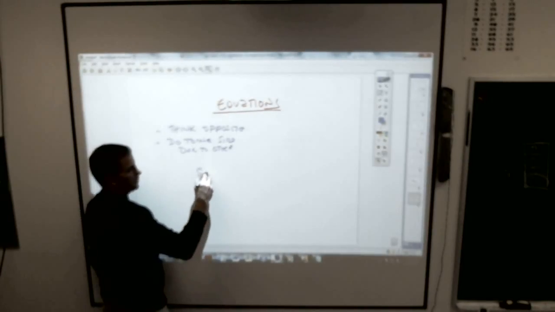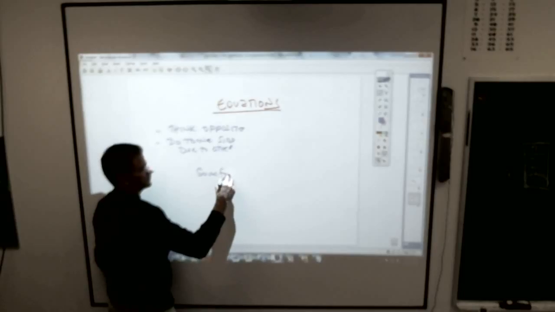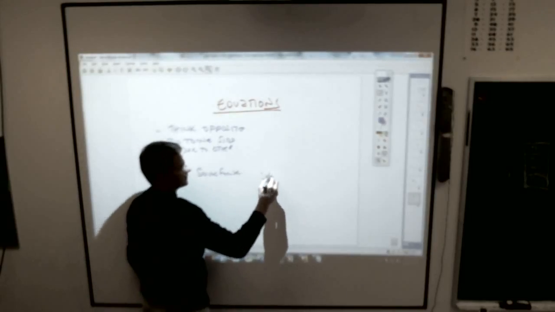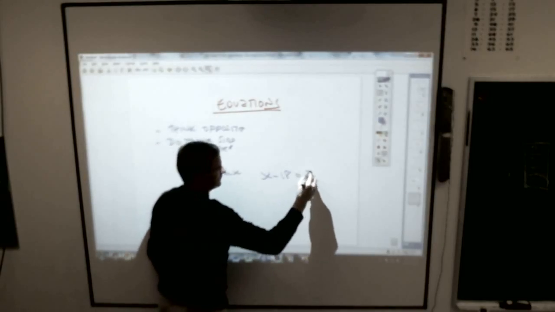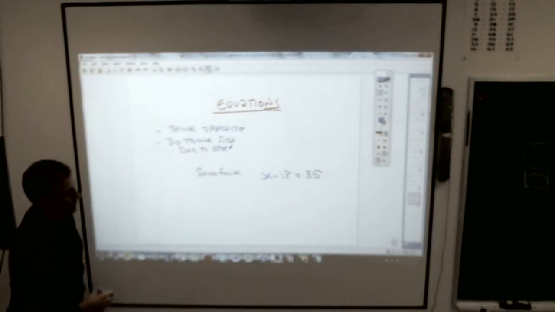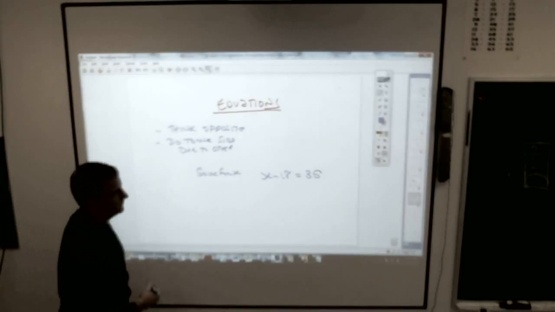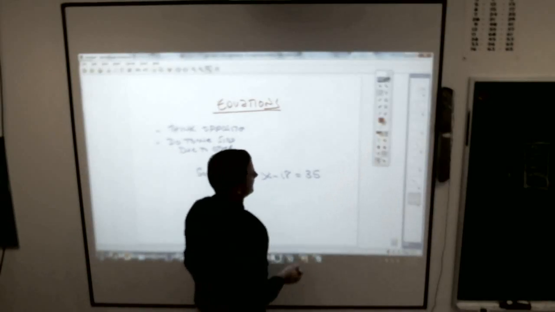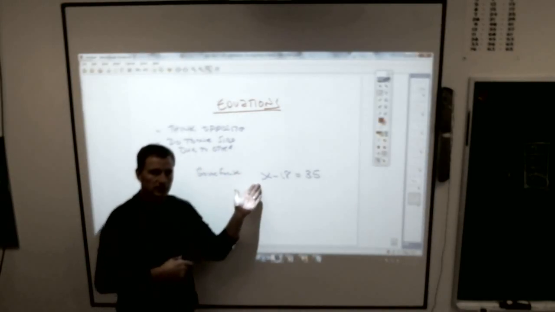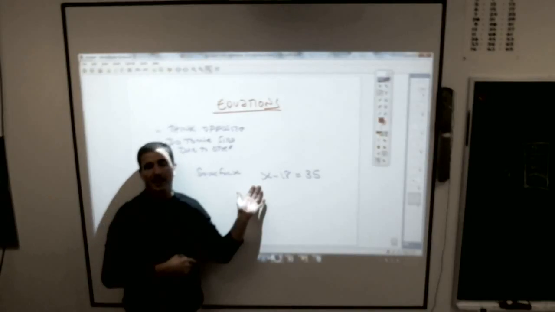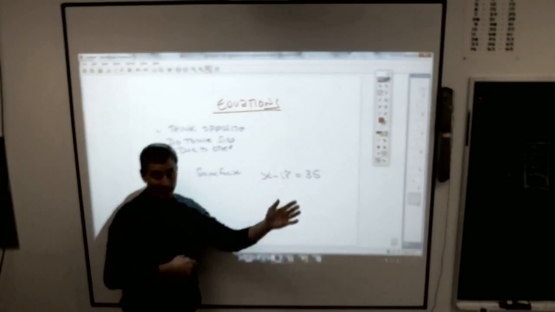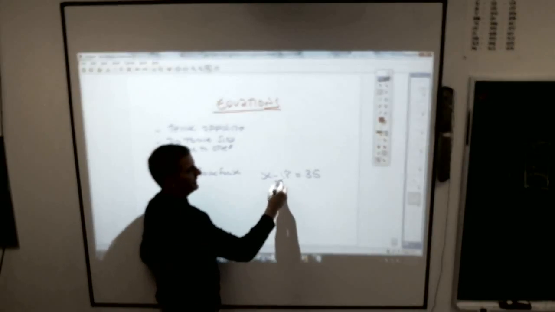If you're asked to solve for x, and the equation was x minus 18 equals 35. Okay? Rather than looking at that and going, oh, what number minus 18 is 35, you can simply think about it like this. What type of equation is it? Subtraction. What's the opposite of subtraction? Addition. What are you going to do to both sides? Add. What are you going to add? 18.